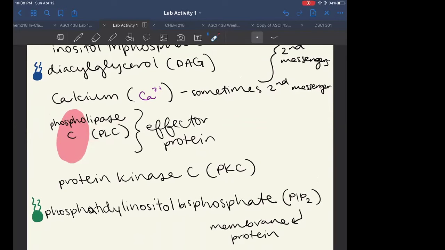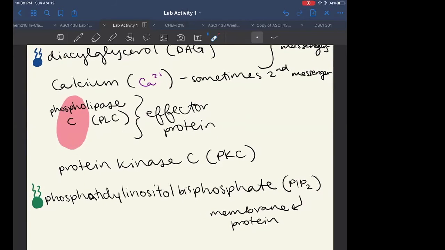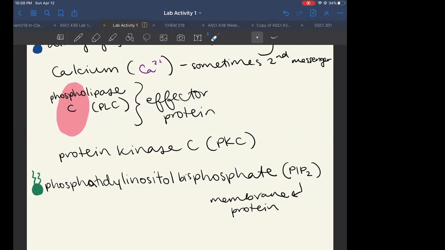And we have the membrane protein, which is also a bit too hard for me to say, but we'll call it PIP2 for short. And this is a membrane protein, as mentioned. And then PKC is involved in this, which is protein kinase C.